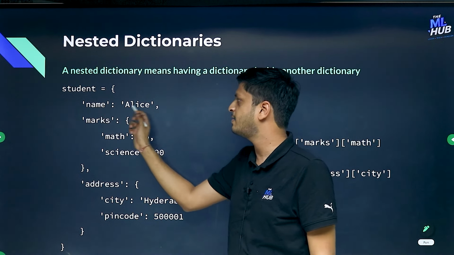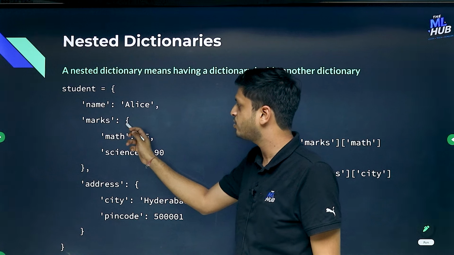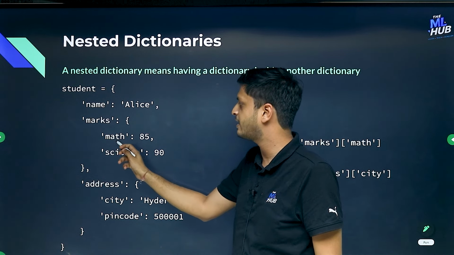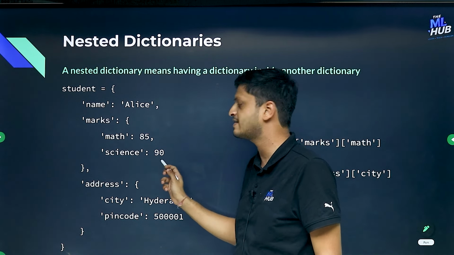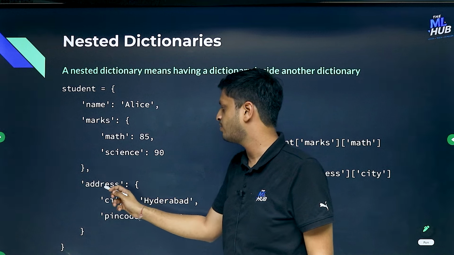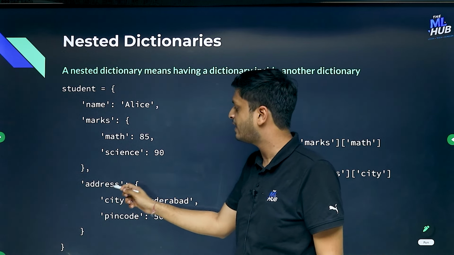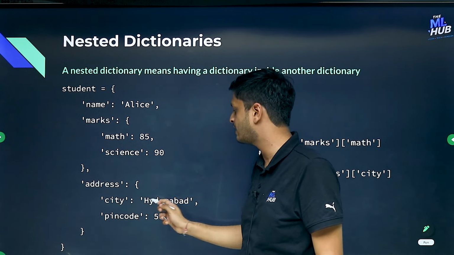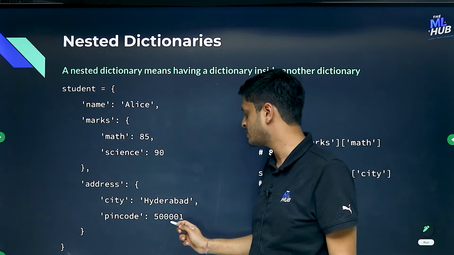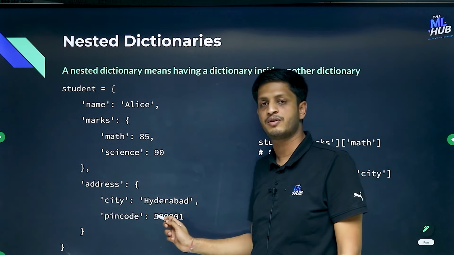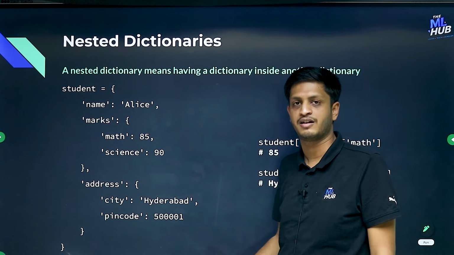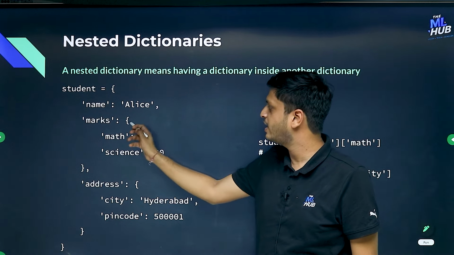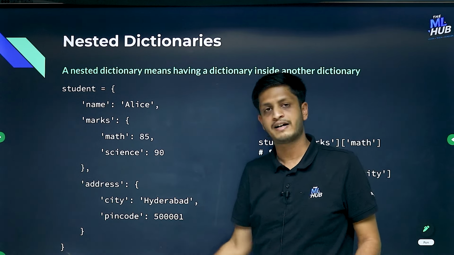There is a student with name Alice, and inside the marks you can have another dictionary, like the marks in maths is 85 and science is 90. And if you want to add address, inside the address you can have another dictionary in which city is Hyderabad and pin code is 50001. Okay, 5, 4 times 0 and 1. So this is how you can create it. See, observe that here values are dictionaries, and that is possible.